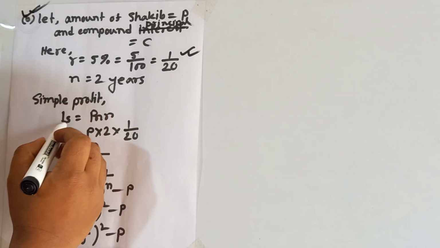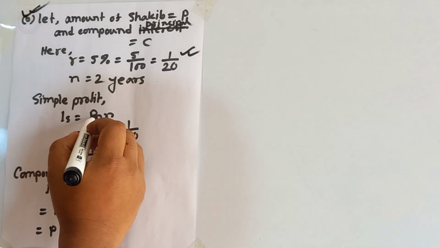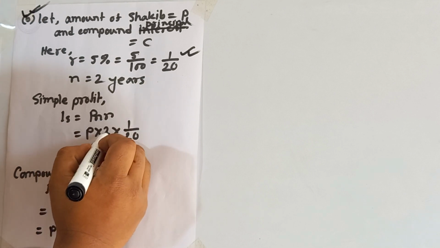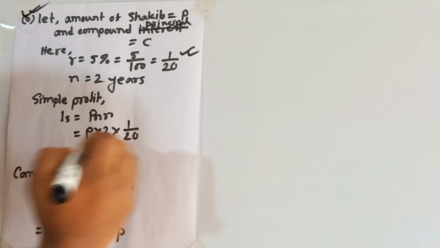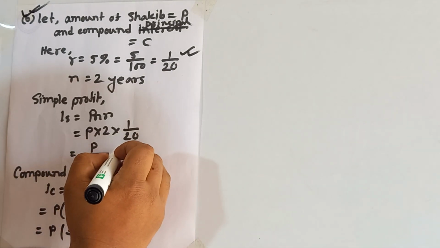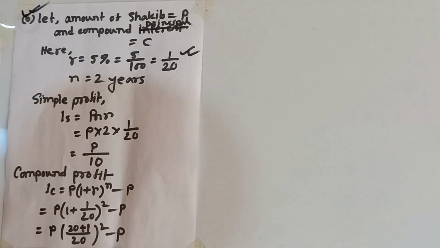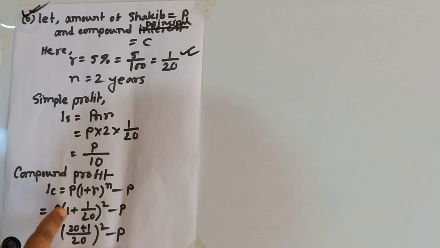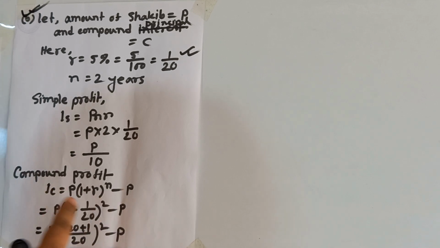Simple profit, IS equals PNR. We don't know the value of P, so P into N, which is 2, multiplied by R, which is 1 by 20. Now we cut this 20 by 2, so 2 ones are 2 and 2 tens are 20, so P by 10. Compound profit, IC equals P into (1 plus R) to the power n, minus P. So P into (1 plus 1 by 20) squared minus P.